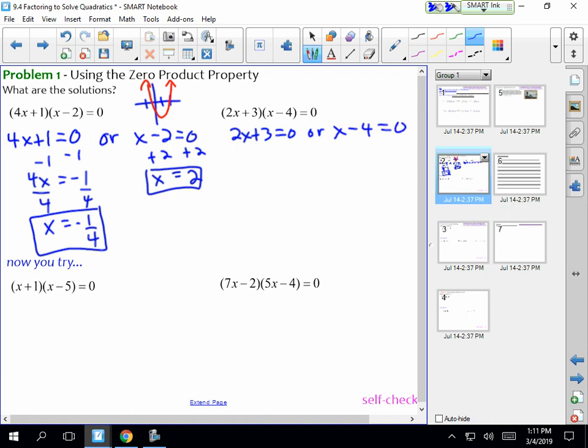Yeah, and then we solve each one. I subtract 3 from each side here, so 2x equals -3, divide by 2, x equals -3/2. And then here add 4 to each side. So x equals 4.